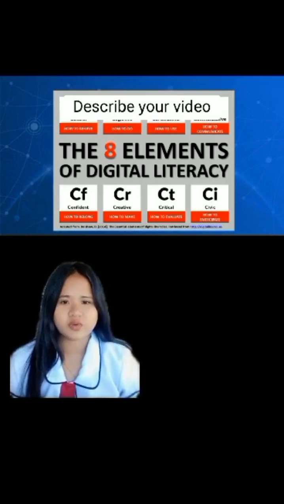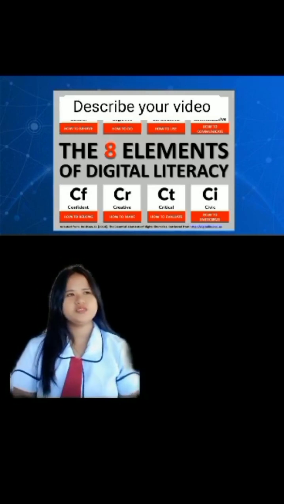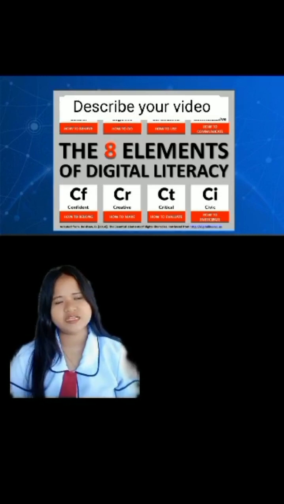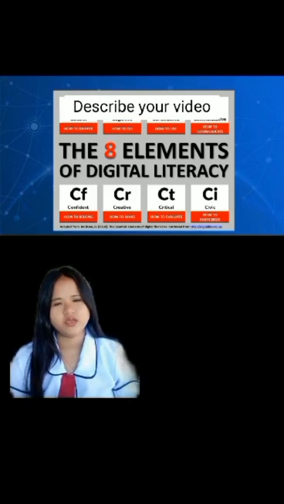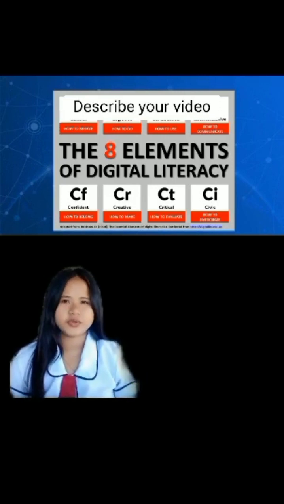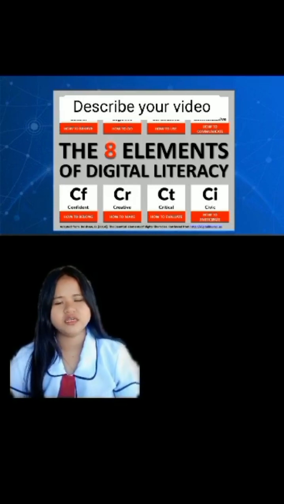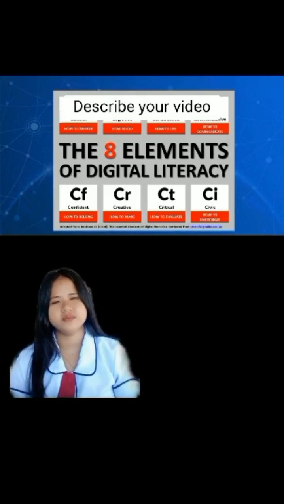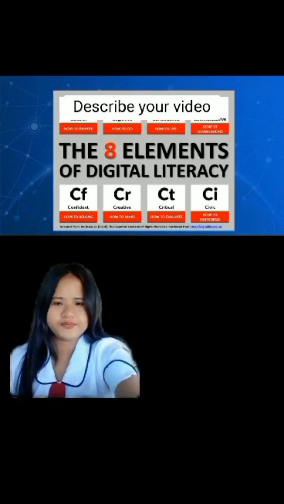Next is the civics, so how to participate. So it's very important to be an active citizen, not only in the physical aspect but also on different social media platforms. There are a lot of contests or even leisure activities that we can get on Facebook, Instagram, Twitter, and many more. So those are the 8 elements of digital literacy.